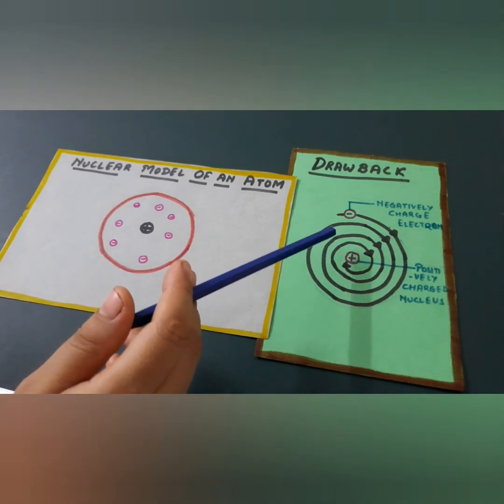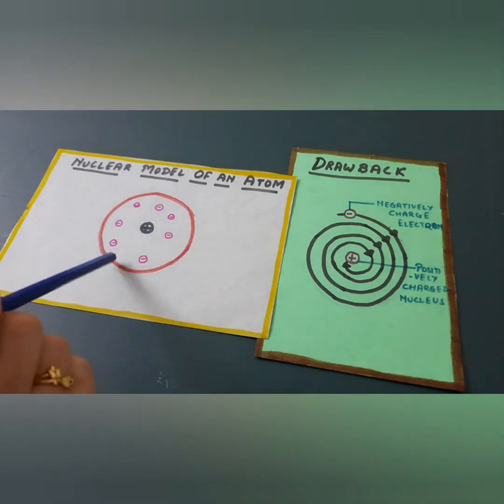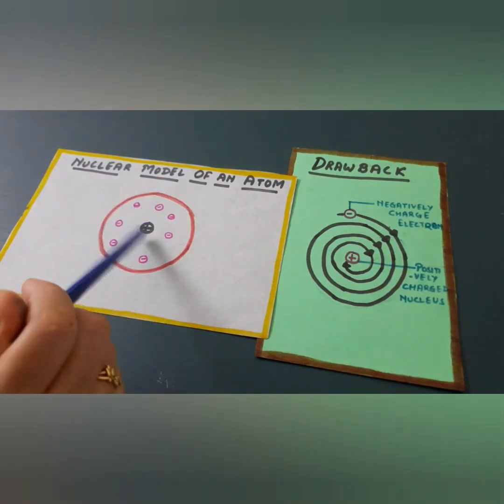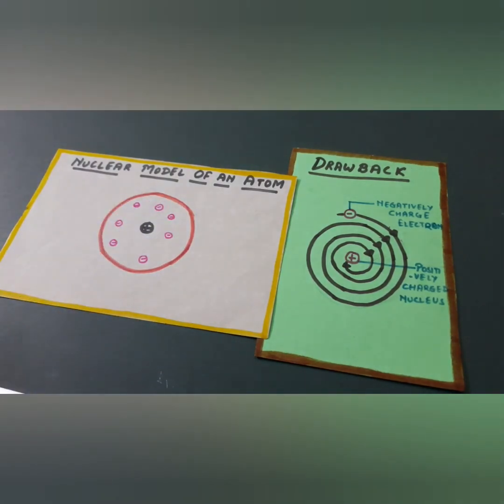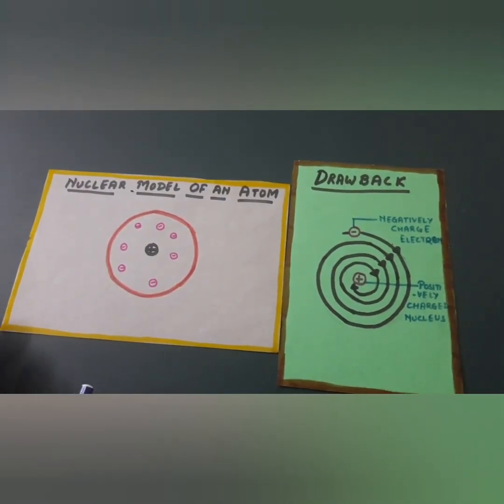Here is one question which comes to my mind: if you are comparing this model to the solar system, with the nucleus as the sun and the electrons as the planets, why are the planets not falling into the sun? Very simple answer, I know you know it: planets are not charged particles, so they don't radiate their energy, that's why they are not going to fall into the sun. So this is all about the Rutherford model.